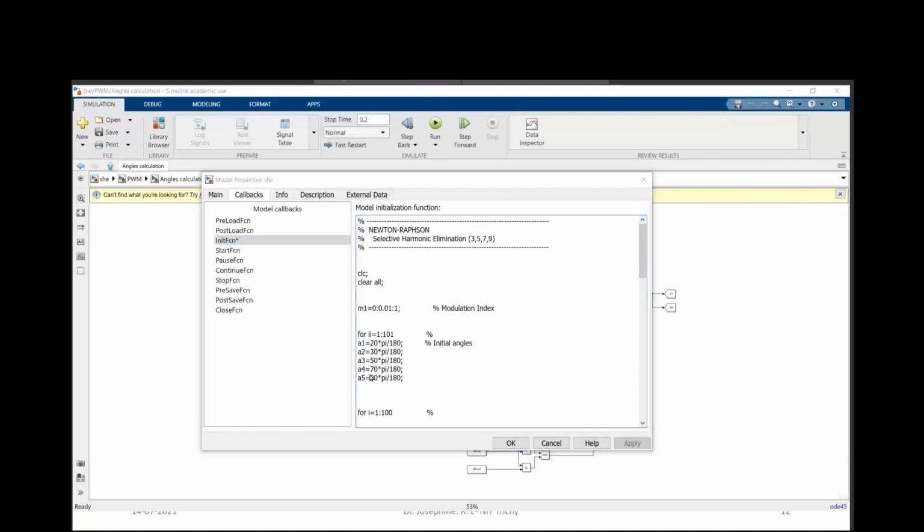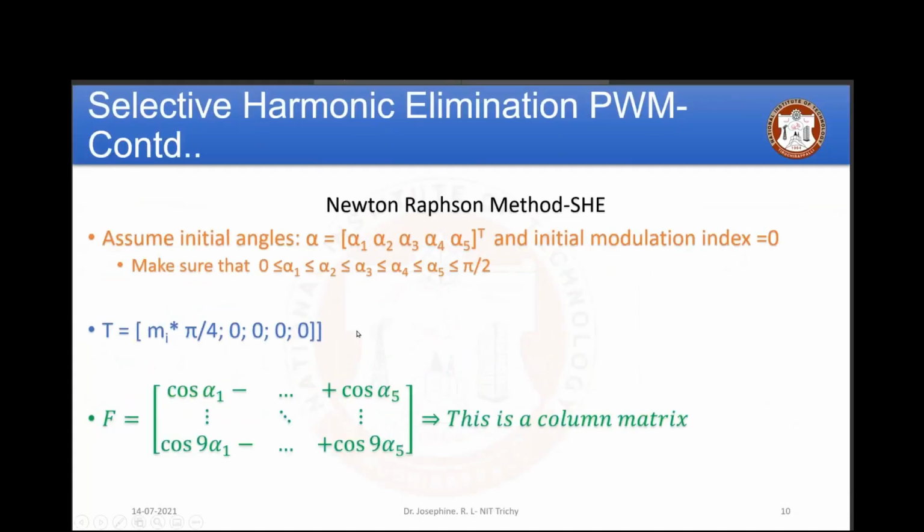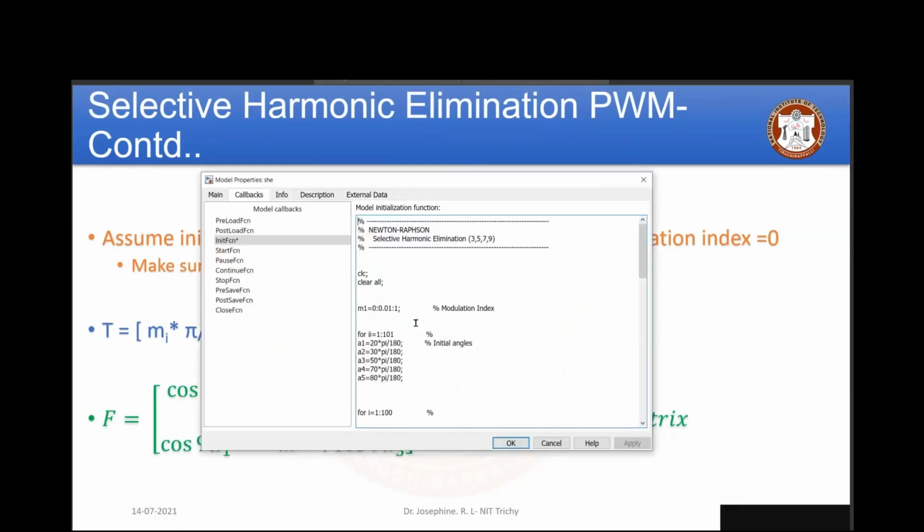At this time, remember, alpha 1 to alpha 5, whatever angles you are choosing, they should be in this sequence. So alpha 1 should be less than all the other angles. Alpha 2 should be less than all the above angles. So the angles should be in increasing sequence and should be in the range 0 to pi by 2 only.